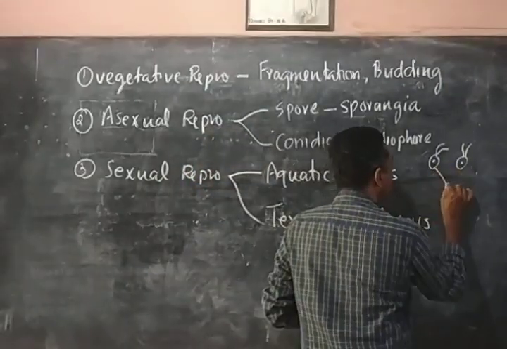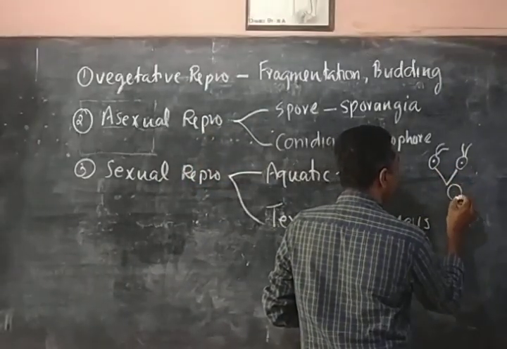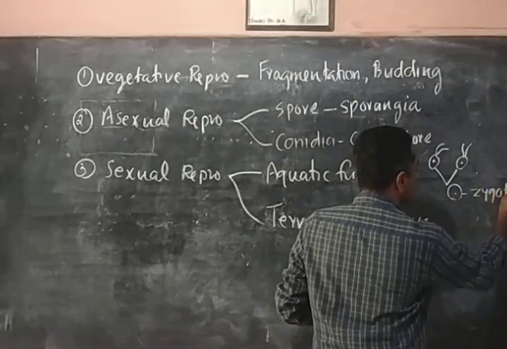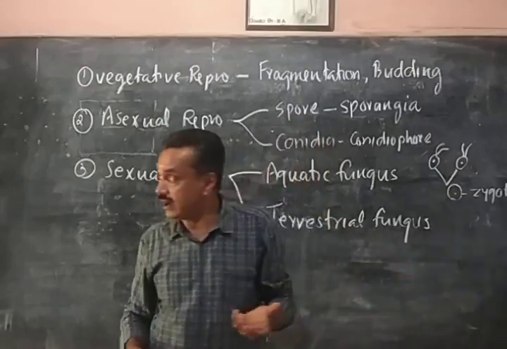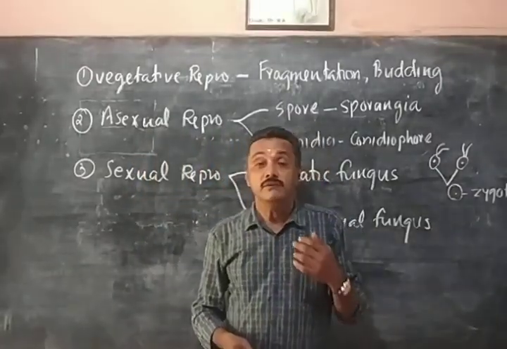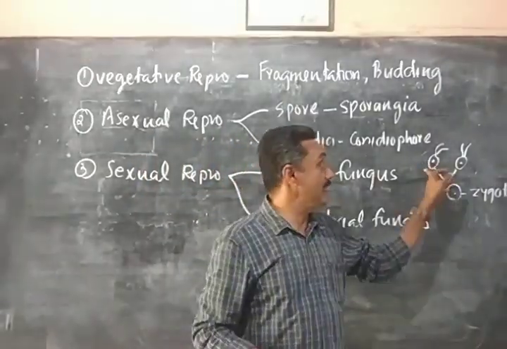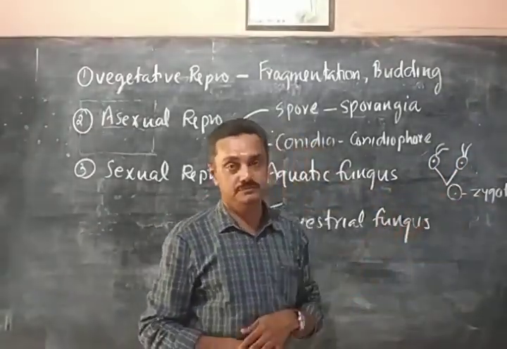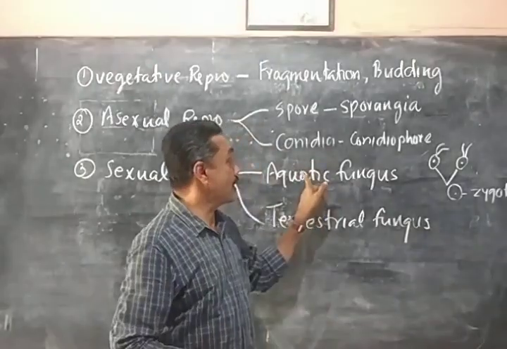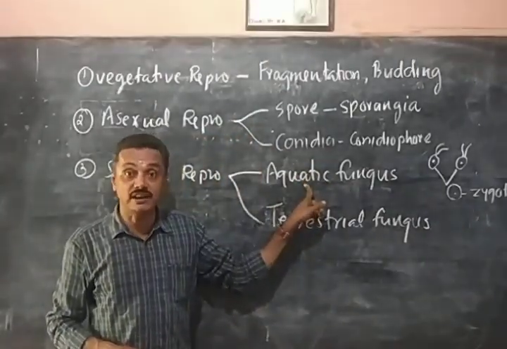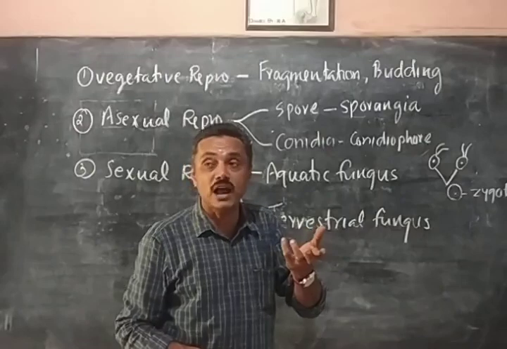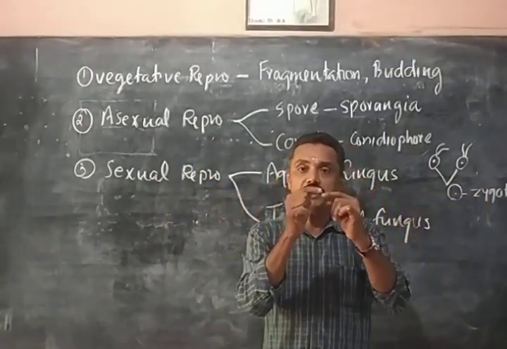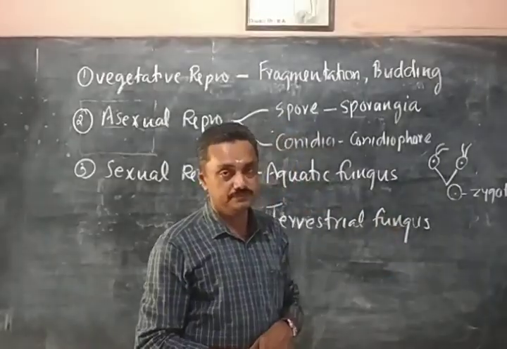They touch each other to form a structure called, as you know, zygote. So in aquatic fungus, gametes are formed with cilia, male gamete and female gamete. They move in water, touch each other, join and form the zygote.